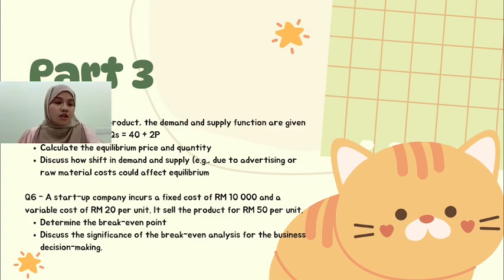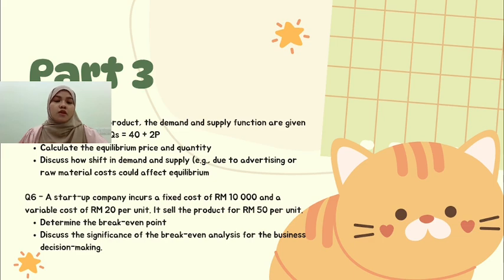For part 3, I will discuss question 5, which is market equilibrium analysis. The question is, for a different product, the demand and supply functions are given as QD equals 120 minus 4P and QS equals 40 plus 2P. What we need to do is calculate the equilibrium price and quantity, and discuss how shifts in demand or supply could affect the equilibrium.